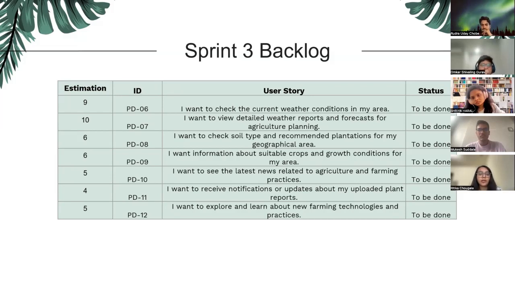They're all related to weather conditions, checking the type of soil and seeing if the crops are suitable for the growth conditions in the particular farmer's area where he wants to grow, and also receiving notifications and updates about the plant images uploaded, and also learning new farming technologies and practices. So these 7 user stories will be done in sprint 4.